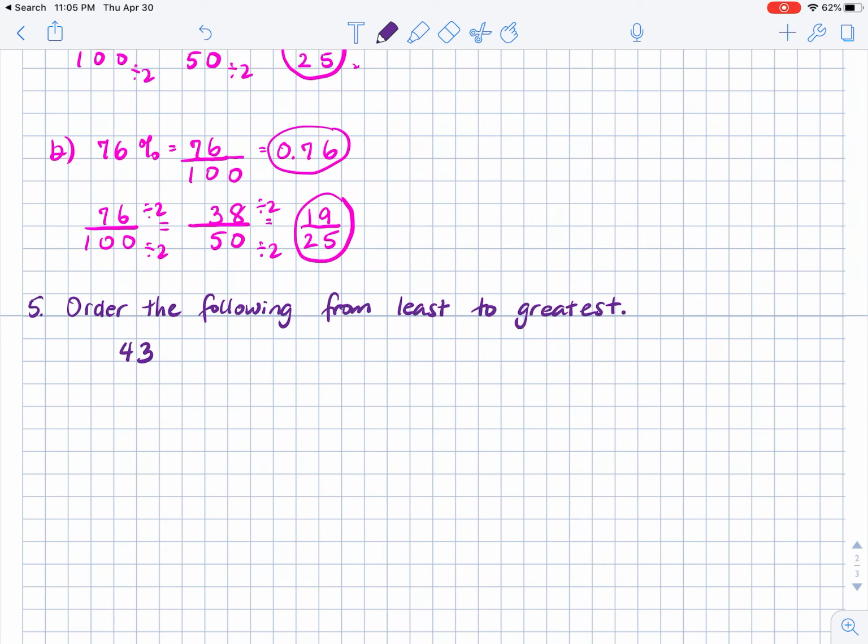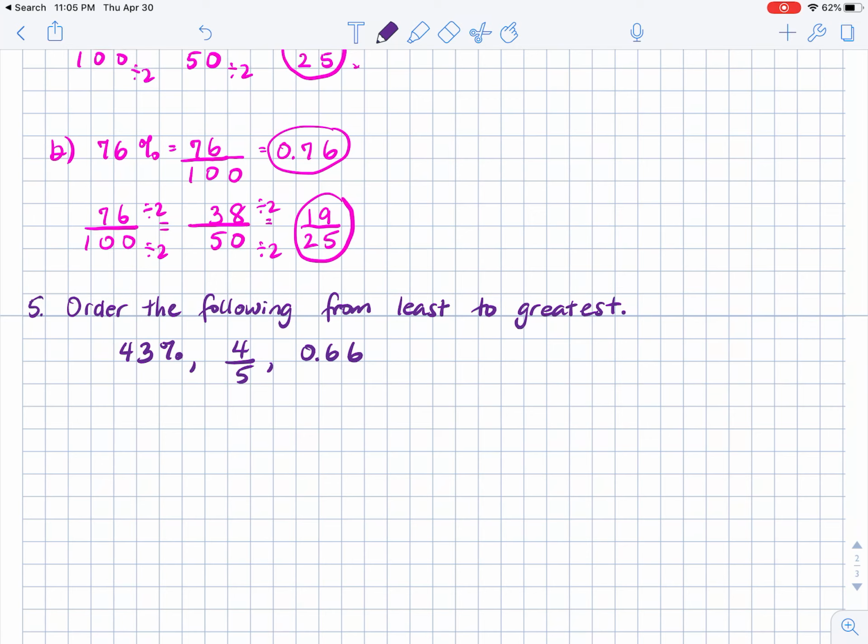So, here we go. We've got 43%, I've got 4/5, and I've got 66 hundredths. So you're going to order the following from least to greatest. A couple of issues here. The first thing is, you've got one percent, one fraction, and one decimal. So you need to pick something where they're all in the same format so you can easily compare them.